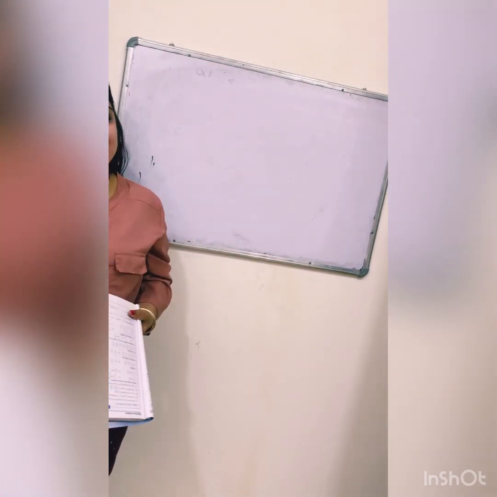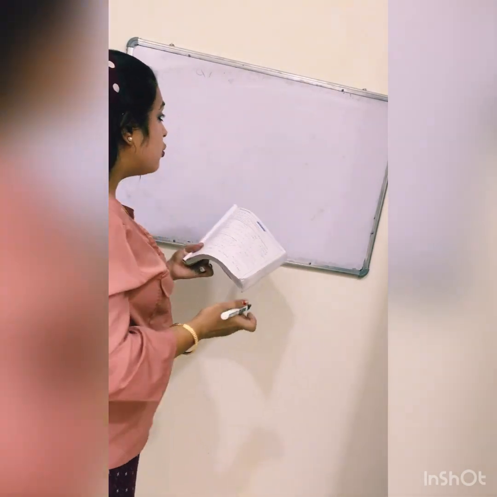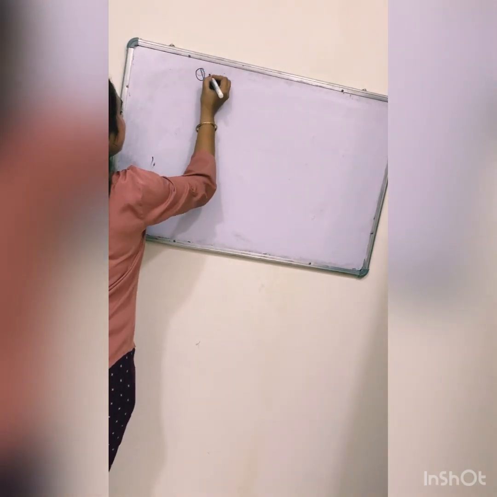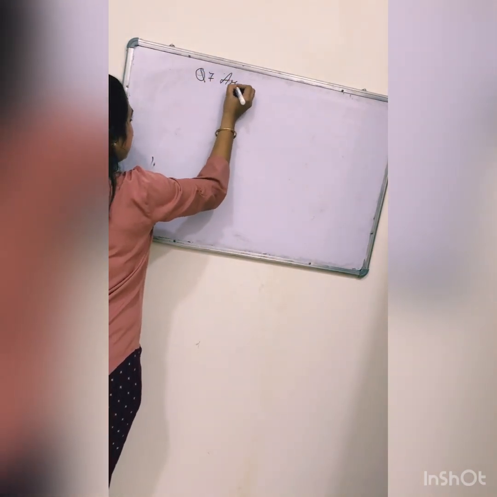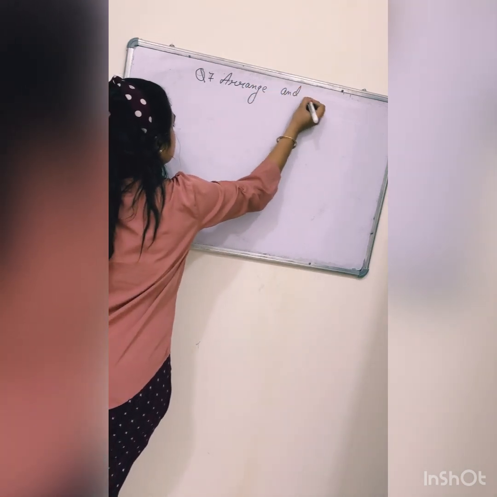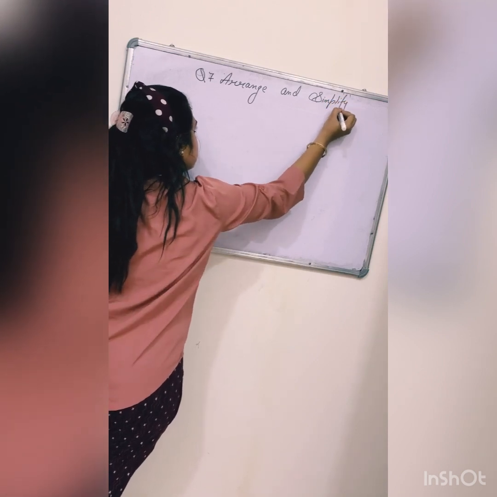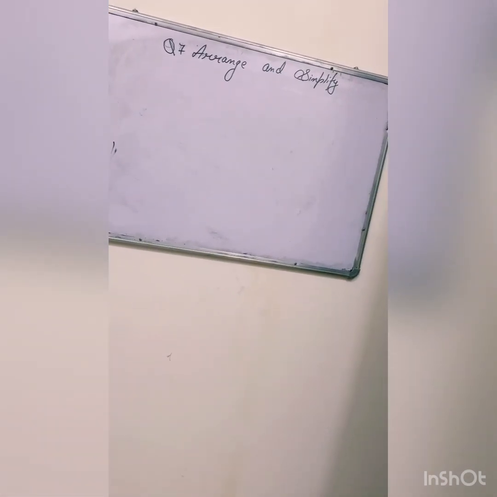Okay, we'll continue with exercise 1B. We have done till question number 6 in the last video. We'll start with question number 7. Question number 7 is arrange and simplify. Okay, so we are going to do this.